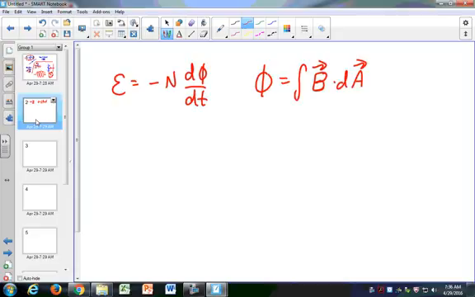I would expect to see something like this for sure on the test, where I give you some function for B, how it changes. We did this in the homework, and then I ask you what is the induced EMF. There were a couple of variations in the homework and in the questions we did in class on that, so make sure you look at those, and you'll certainly see one of those on the test. Okay, that's Faraday's law.